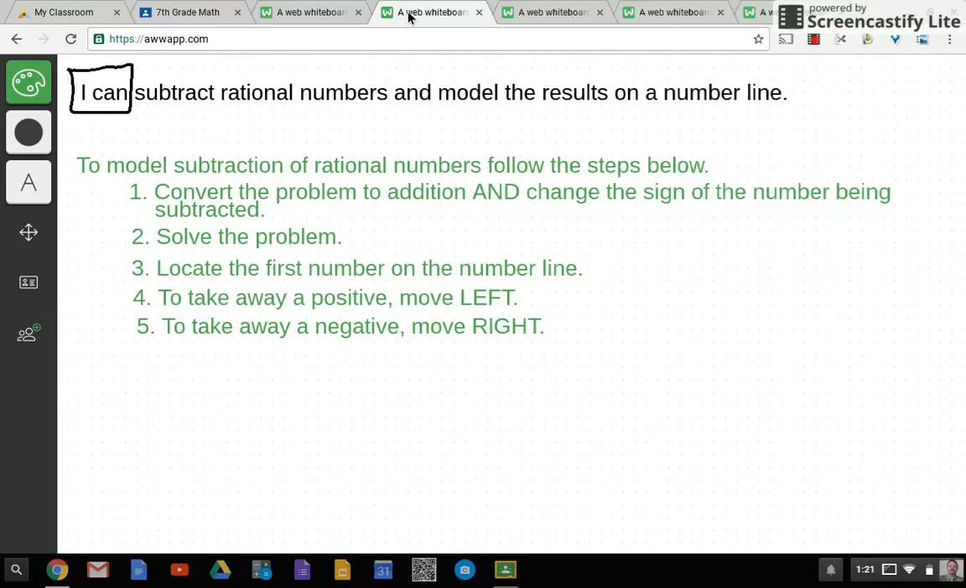I didn't write that at the top, but in my book, I did. So on this video, it's not there, but realize that in your book, you need to write the title, Subtracting Rational Numbers on a Number Line. Got my I can statement, and then I've got some of my notes right here. Now you can pause this if you need to take a longer look at them and copy them in your book. As a matter of fact, I would.